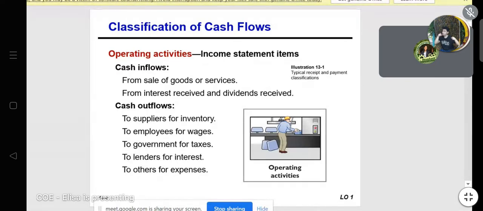Now, what are cash outflows? So these are payment to suppliers for inventory, payment to salaries, taxes, interest, and other expenses. So these cash outflows, makita nato sa atong income statement. So these are cash outflows for operating.